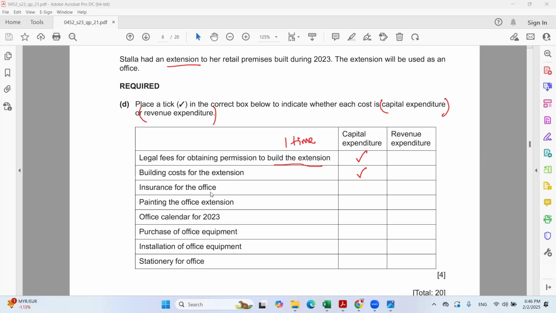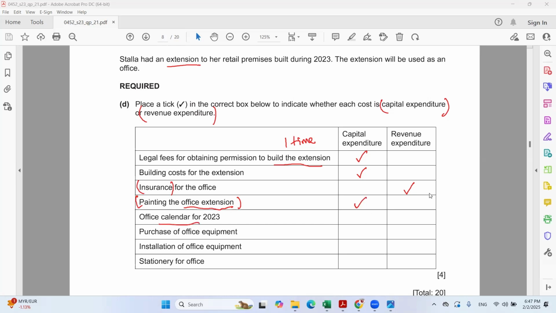Insurance for the office: insurance is something that you need to pay every year, more than one time. This is a revenue expenditure. Painting of the new office: this is a newly extended office, so this paint is incurred for the first time. So this is also capital expenditure.